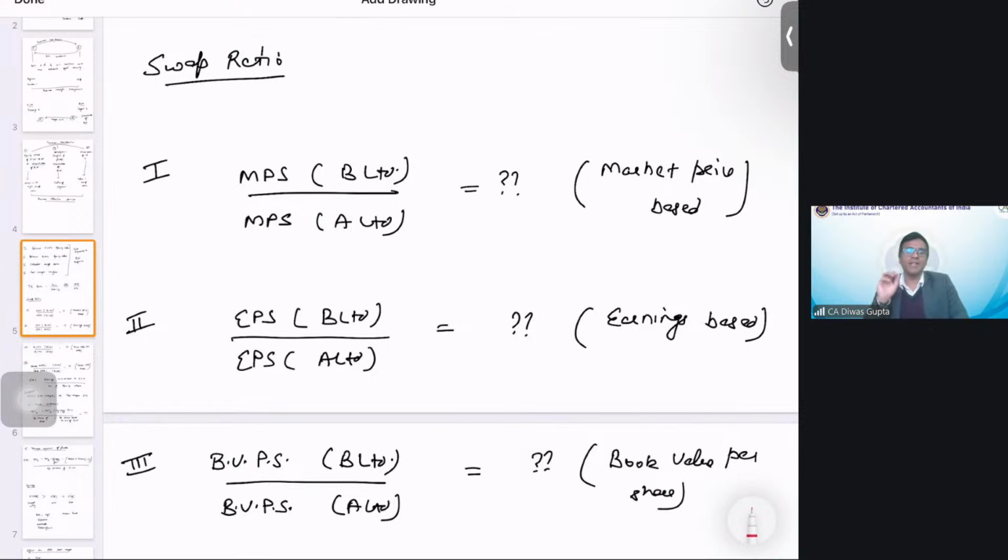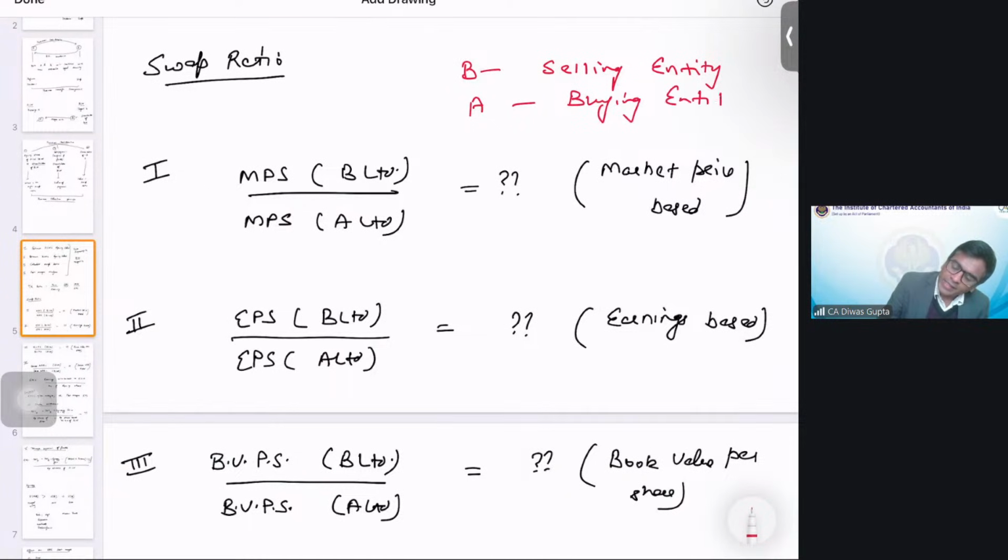Now, please do remember, students, here B Limited is the selling entity. For the sake of simplicity, I am referring to them as selling entity. A Limited is the buying entity. Please do remember this. So MPS of B Limited divided by the MPS of A Limited. Similarly, earnings based model will be earnings per share of B Limited divided by the earnings per share of A Limited. Clear?